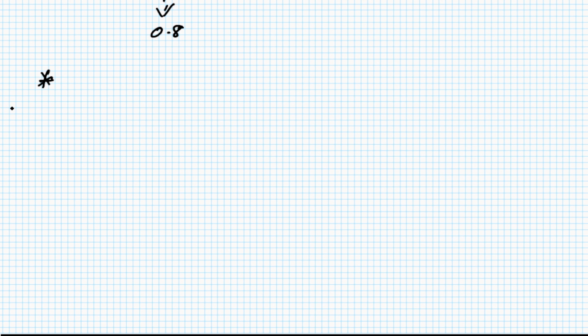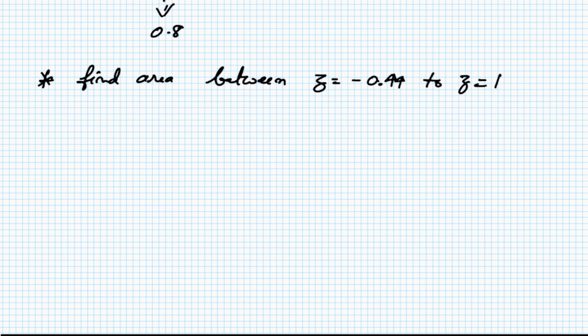Everybody, please try to solve this. All right, this is the next level. Find the area between z equal to minus 0.44 to z equal to 1.76. You have 2 minutes time for calculation. If you have the answer, please put it in the chat.